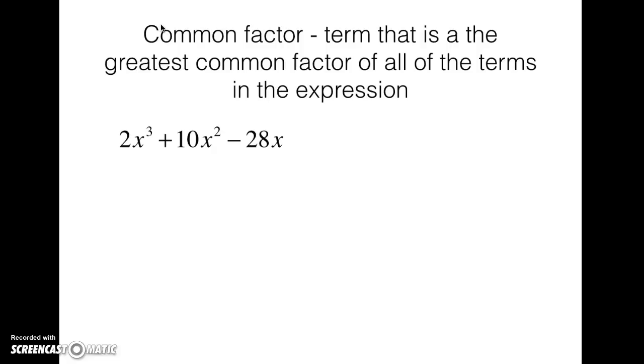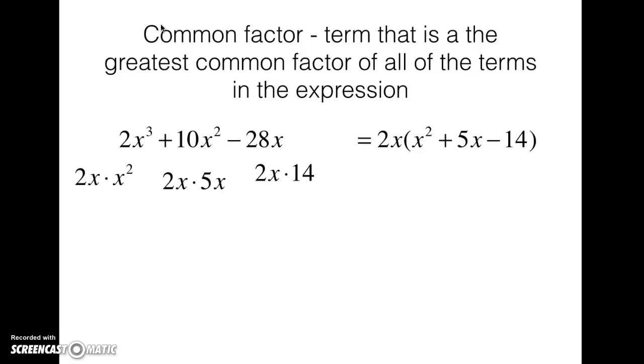Sometimes we're going to have to deal with factoring out a greatest common factor first. So a common factor is a term that is the greatest common factor of all the terms in the expression. For example, if we start off with 2x cubed plus 10x squared minus 28x, the common factor here is 2x, because 2x goes into all of the terms. So then what we do with this is we factor the 2x out. We bring it to the outside of the parentheses, and we leave the remaining factors, x squared plus 5x minus 14, on the inside of the parentheses.